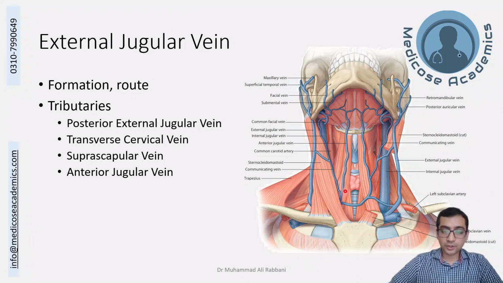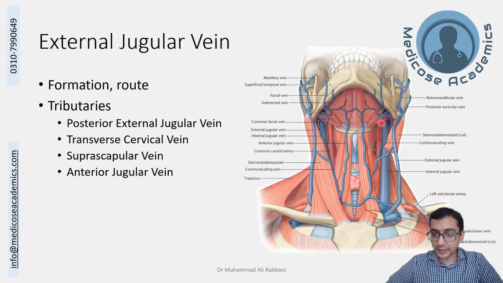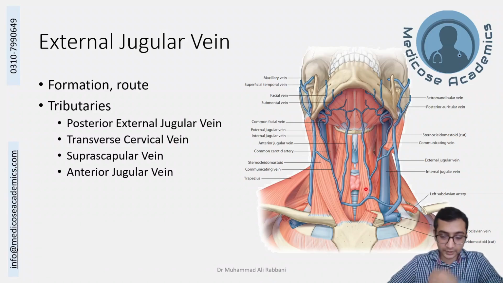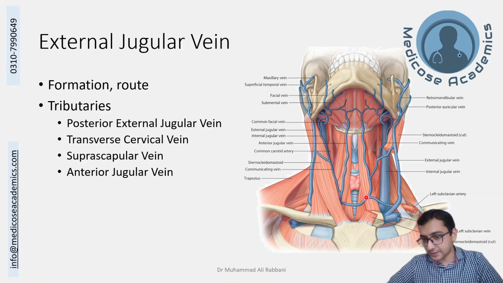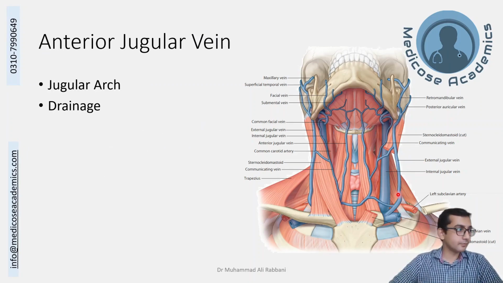So this is the external jugular vein. It is shown right here, and here the anterior jugular vein is shown. It is running on the anterior aspect of the neck, and the two anterior jugular veins are joined with one another with an anastomosing arch. Apart from this arch, a branch goes laterally from the anterior jugular vein behind the sternocleidomastoid to join the external jugular vein.